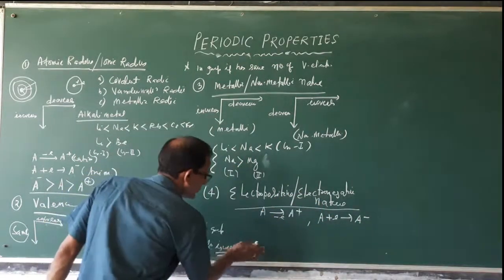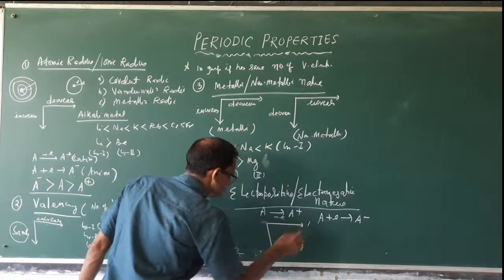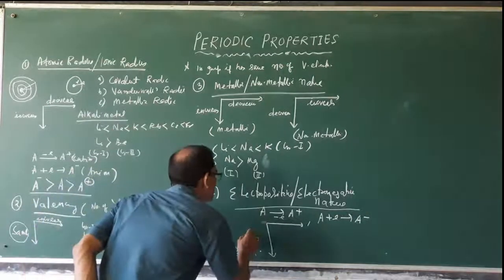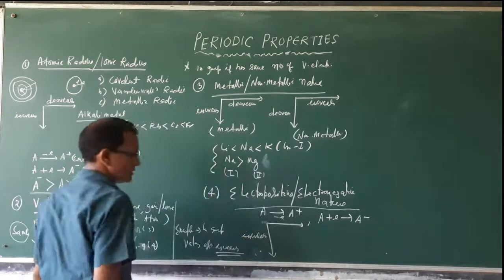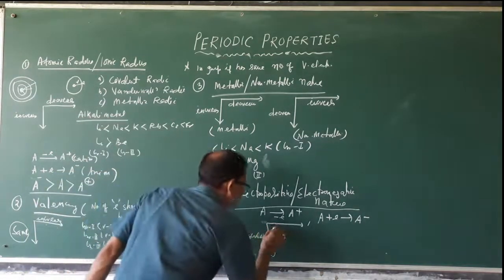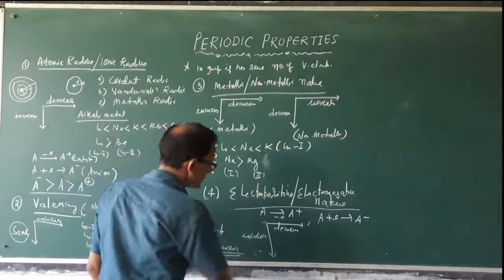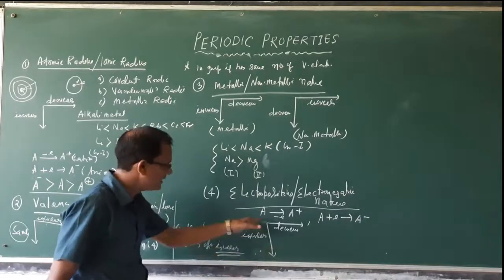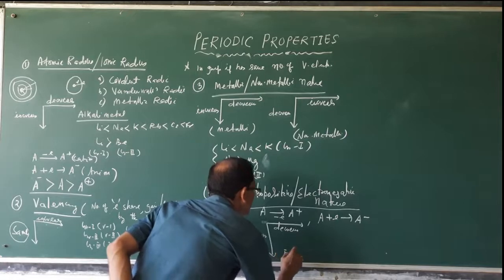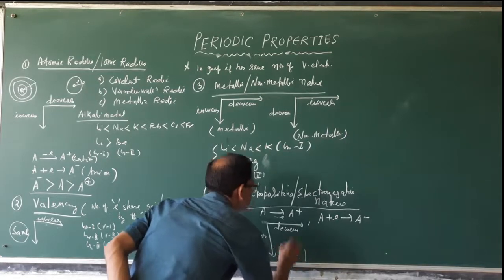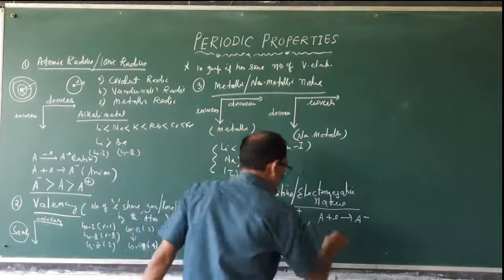So along the group, what happens? This is the group, this is the period. Down the group, metallic character increases, and along the period it decreases. So this property, which increases down the group and decreases along the period, is electropositive nature.